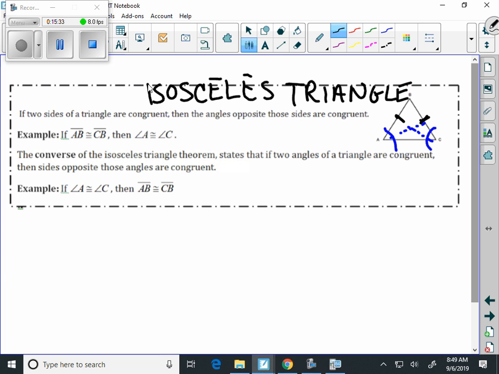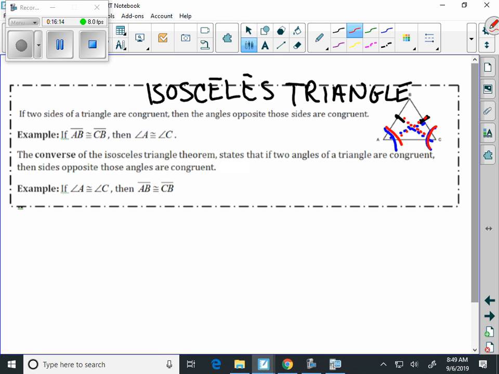Converse. The backwards statement, the converse of the isosceles triangle theorem, states that if the two angles are congruent, so say we were given the blue angles, which I'm going to put in red now, if these two are congruent, then once again we can do the same thing. We can go across to the sides, and then if two angles of a triangle are congruent, then the sides opposite these angles are congruent as well. So if angle A is congruent to angle C, then AB is congruent to CB.